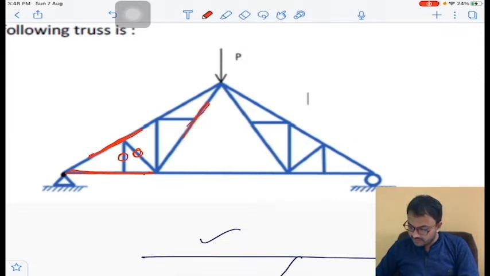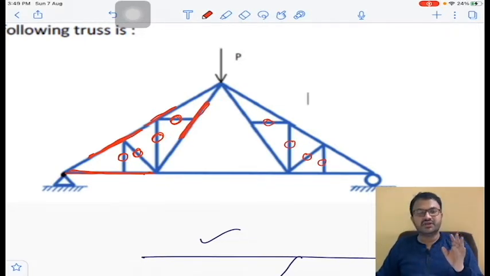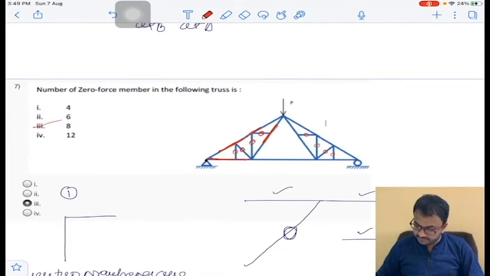Similarly here, two members are collinear. Force on this member is 0. So after keeping 0 on the member, just remove that. You can assume that there is no member at all. Now in this again there are two members here. Force on this member is 0. So on the left side of the truss there are 4 zero force members. Similarly here, this will be 0, this will be 0, this will be 0, this will be 0. So just by looking at the truss, you can say how many zero force members there are. Clear? So finally the answer will be 8 for this given question. So it is option 3.